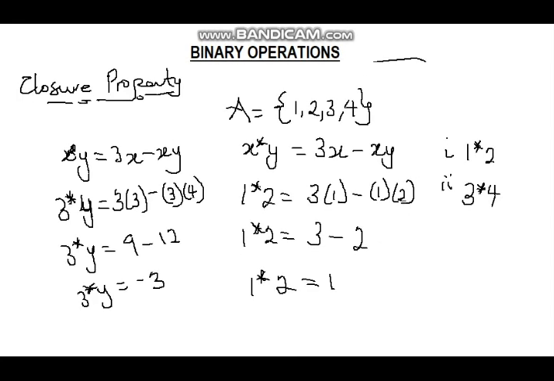The answer is no. So we can see clearly that for the first one, 1 star 2 is 1, and 3 star 4 is minus 3. So this one is closed and this one is not closed. We can see clearly that the negative 3 is not in the set A that was given, but for 1 star 2, the 1 is inside. So one is closed and the other is not closed. So that is how to determine whether it is closed or not closed. I hope the closure is okay.